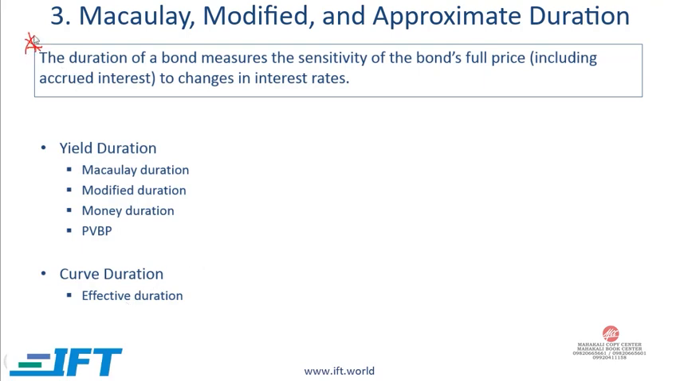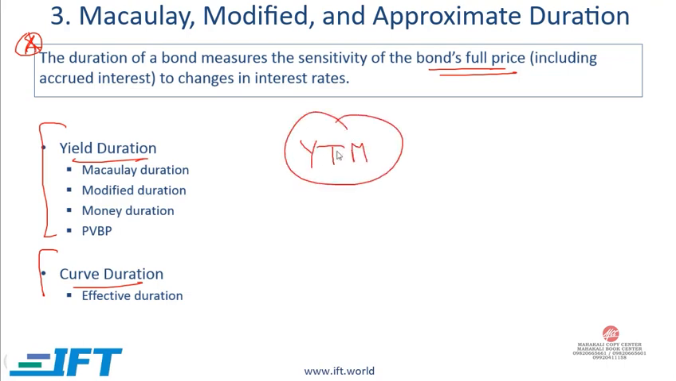First, let's get a high-level definition of duration. The duration of a bond measures the sensitivity of the bond's full price to changes in interest rates. Broadly speaking, there are two categories of duration: yield duration and curve duration. Yield duration measures the sensitivity of a bond price to changes in the bond's yield to maturity, whereas curve duration measures the sensitivity of a bond price to changes in market interest rates.